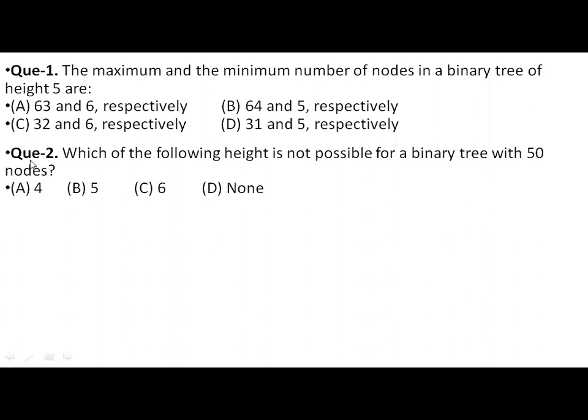Right. Now we'll take the second question. Which of the following heights is not possible for a binary tree with 50 nodes? Now you tell me this one. Option A, B, C, D. A is 4, B is 5, C is 6, and D is none. Which of the following heights is not possible for a binary tree with 50 nodes?